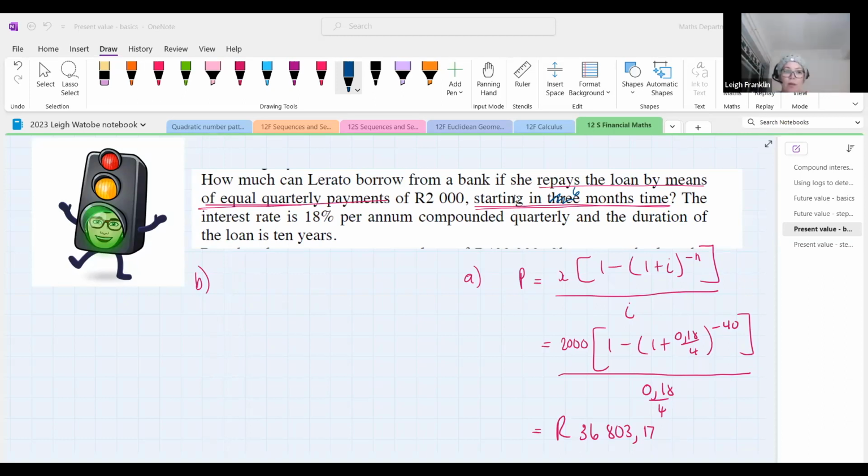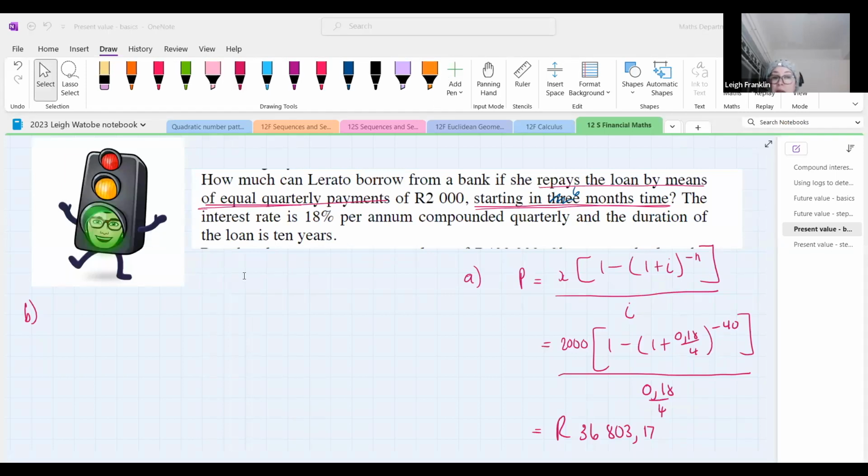So we're going to do the same question again, but I've changed it, all right? Everything is exactly the same except Lerato does not start paying in 3 months' time. She starts paying in 6 months' time. What would happen now? How would our answer change? Cool, so no problem. So now this makes things a little bit more difficult, all right? But you guys like difficult questions, don't you? What would I do differently if she started paying in 6 months' time and not 3 months' time?